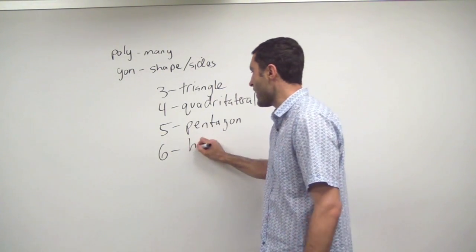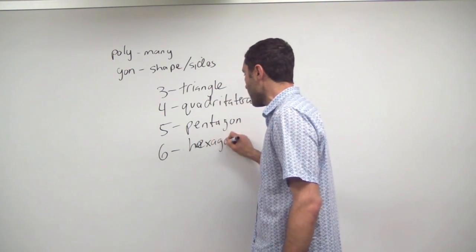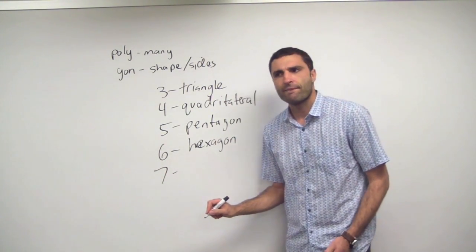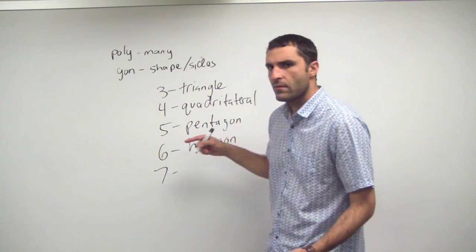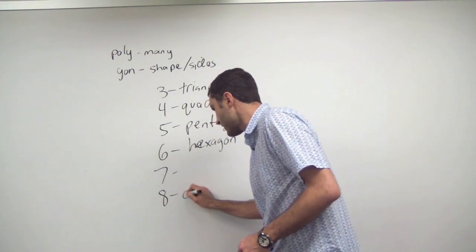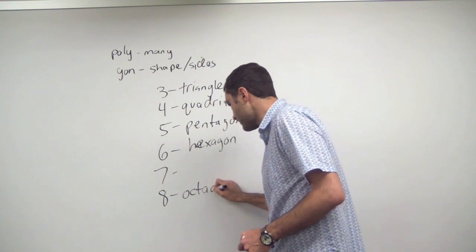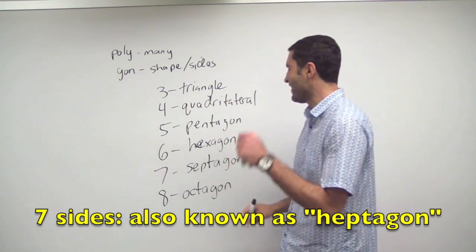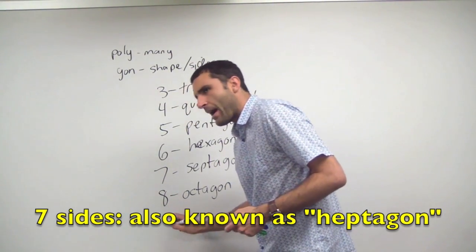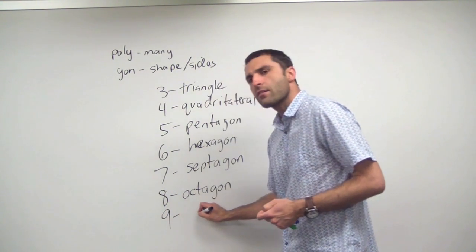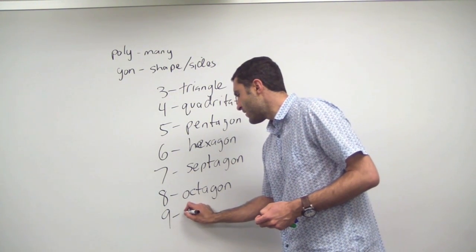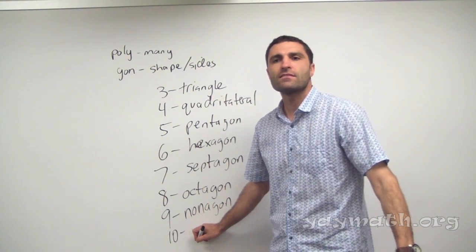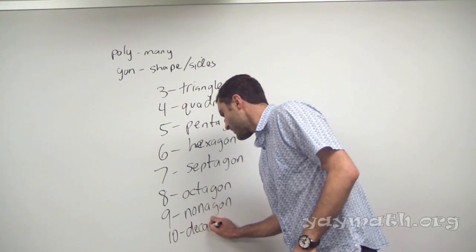Hexagon is right. You want to write all these down so we get the vocab. What's 7? Pentagon plus 2 is a septagon. For 8, it's an octagon. 9 is a nonagon. What's the prefix for 10? Decagon. For 11, there's no real common name.